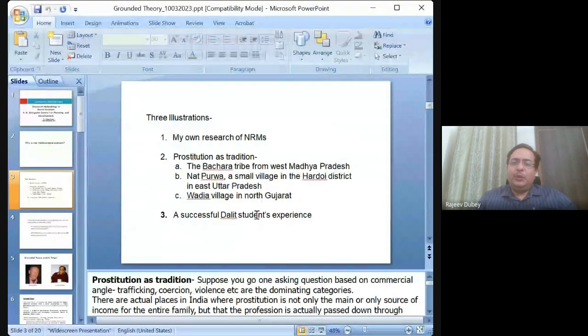And I will give you three concrete examples. One from the domain of sociology of religion, which is my core area of specialization. Second, from gender studies. And third, from sociology of education. In all these three examples, I will illustrate how the existing methodological approaches are not able to do justice, and therefore we need a new methodological approach to look at them.